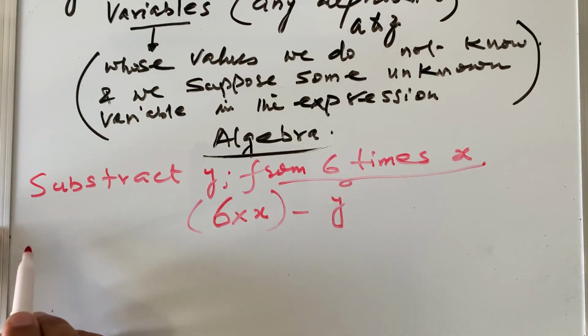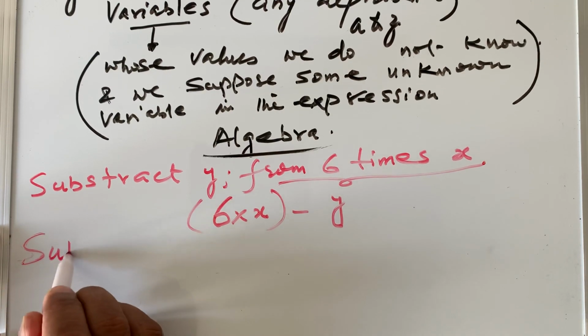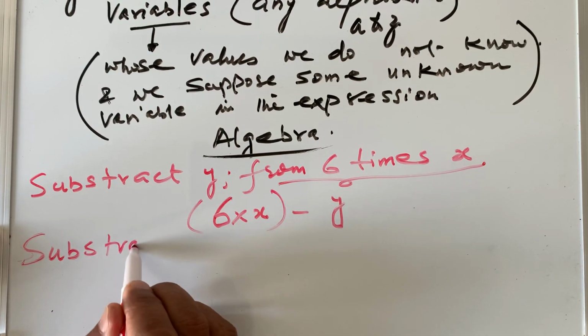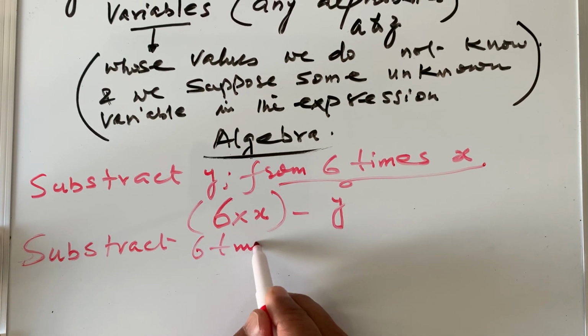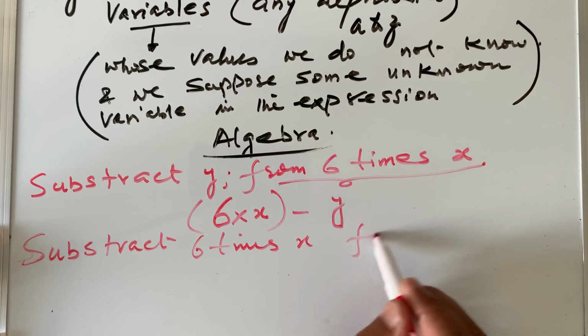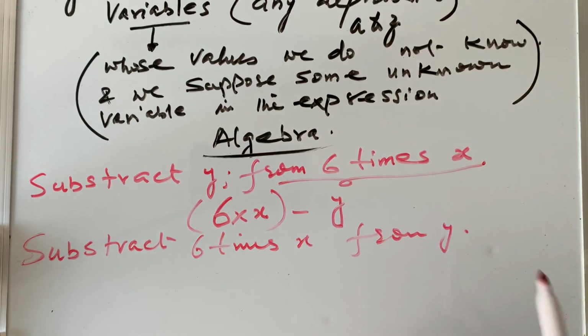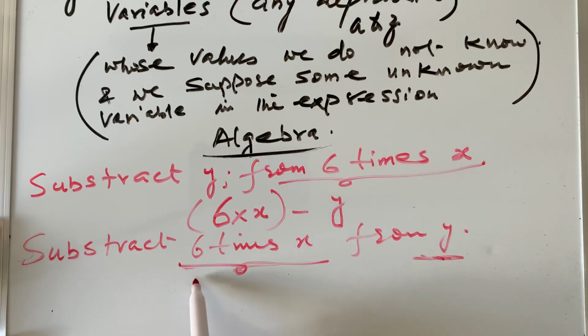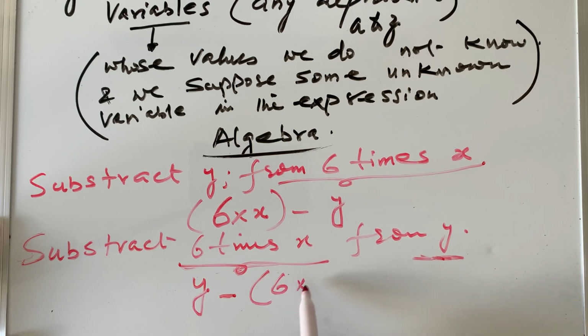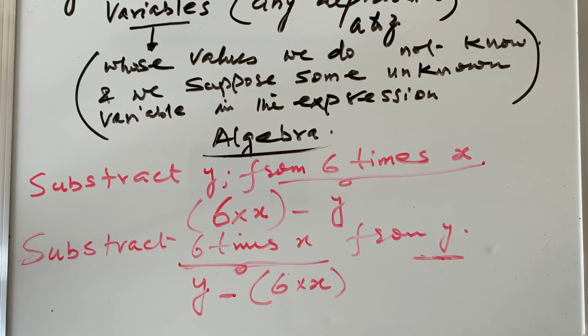Now I am making some changes to the statement: subtract 6 times x from y. So you should remember the statement. How does it look? He's saying subtract 6 times x. Now I have to subtract this from y. So I have to start with y minus 6 times x, because now my statement is subtract 6 times x from y.